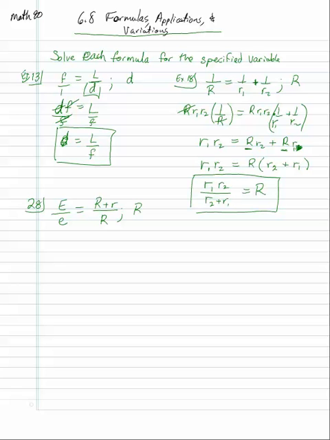Alright, number 28, again we're going to solve for capital R. So on this one it's a proportion, so I'm going to cross multiply. So I'm going to get ER equals little e times capital R plus little r. I'm going to distribute the little e.